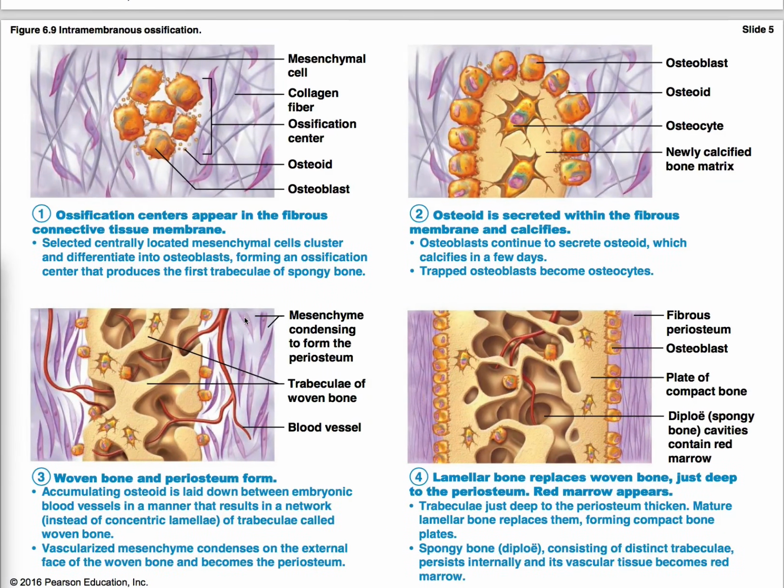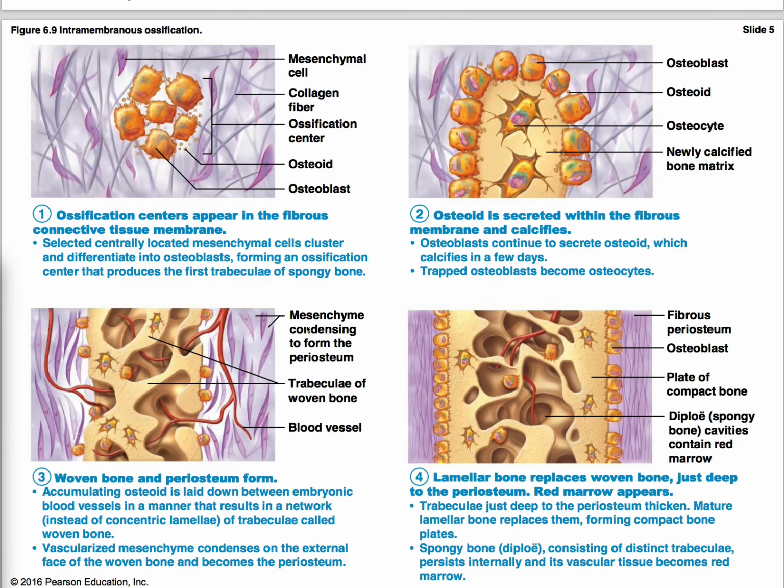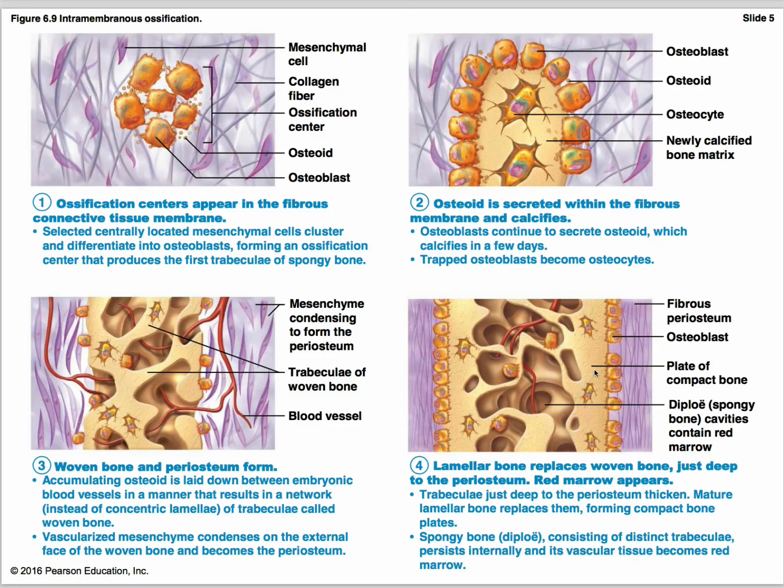So in the next step, again, you can see over here what's happening. This mesenchyme has now turned into this fibrous periosteum. Now, the osteocytes at the edge of the trabeculae, the trabecula that's just deep to the periosteum, end up turning into the lamellar bone. Through the process of remodeling, they specialize and turn into this lamellar bone that you see here, or the compact bone.